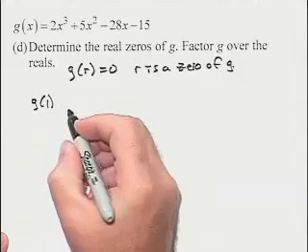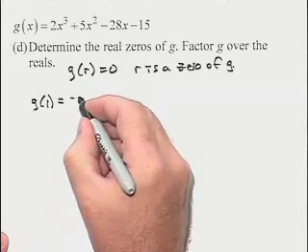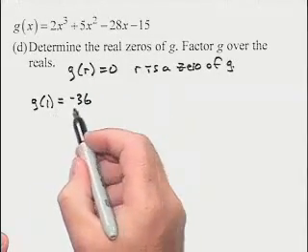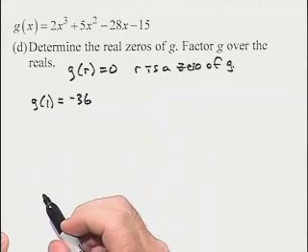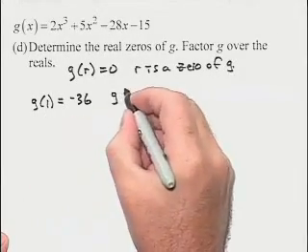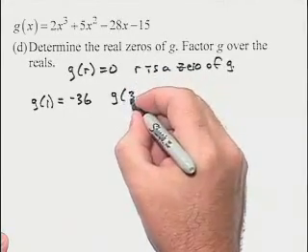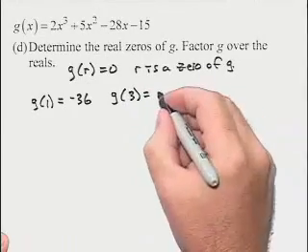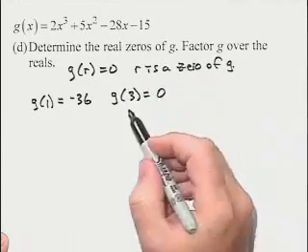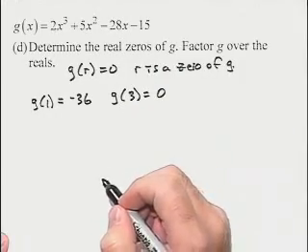For instance, we can start with g of 1. If we evaluate the function g at 1, we get negative 36. Since g of 1 is not equal to 0, 1 is not a zero of the function. We try the next positive integer, g of 3. G of 3 will give us the value of 0. Since g of 3 equals 0, we know that r is equal to a zero.